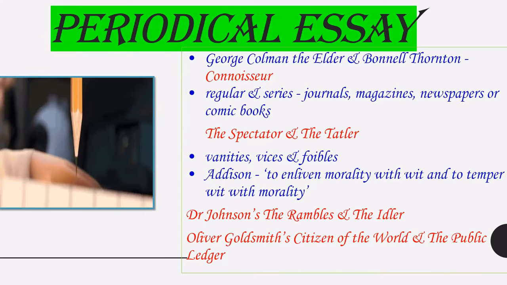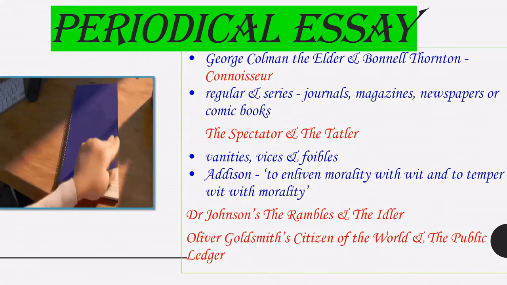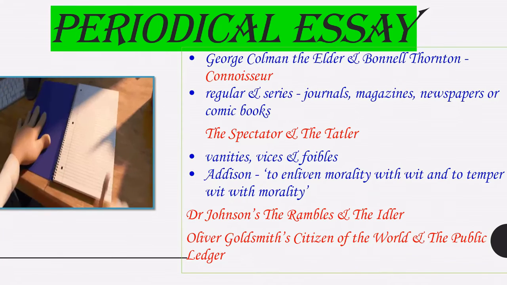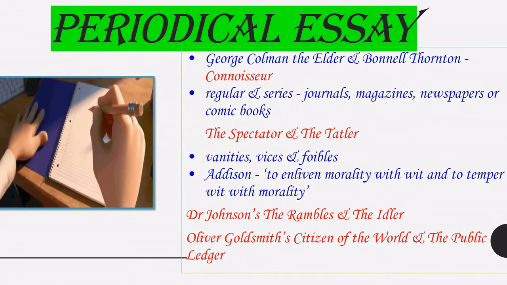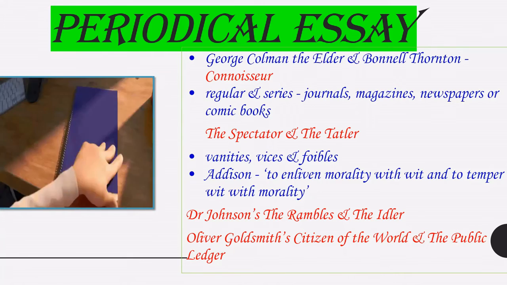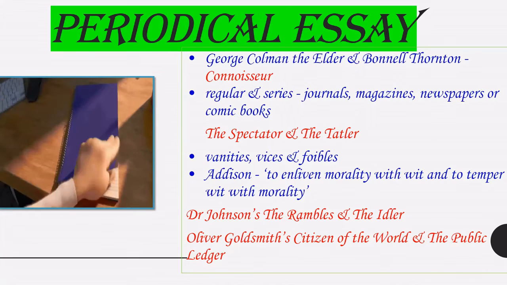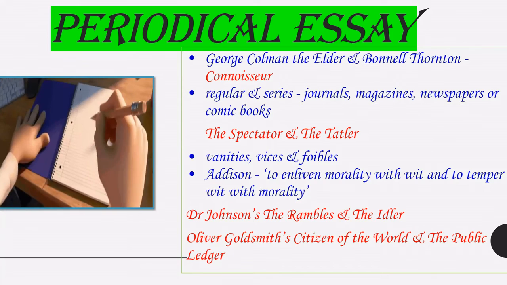Periodical essay. The term periodical essay appears to have been first used by George Colman the Elder and Bonnell Thornton in their magazine The Connoisseur. A periodical essay is a type of writing that is used on a regular basis as a part of a series in editions such as journals, magazines, newspapers, or comic books. It is typically published daily, weekly, monthly, or quarterly, and is referenced by volume and issue.